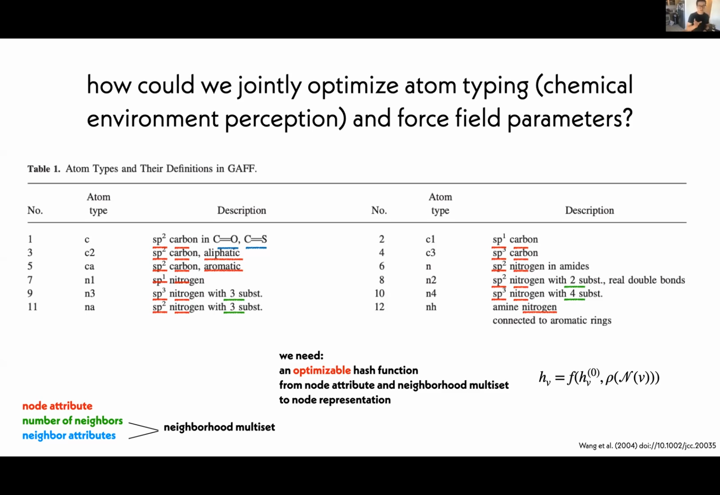So if you want to optimize this chemical environment realization part, then perhaps what you need is an optimizable hash function from the node attribute, the number of neighbors, and the neighbor attributes to some sort of node representation, right? In graph theory lingo, we usually call the number of neighbors and neighbor attributes together the neighborhood multiset, meaning the identity and the number of each neighbor. So we could denote this as N and V, where V is the node. If you look at the equation on the right-hand side, this is basically the functional form we would be looking for if we want to optimize this chemical realization part. And you would soon realize that this is just the master equation of graph neural networks.